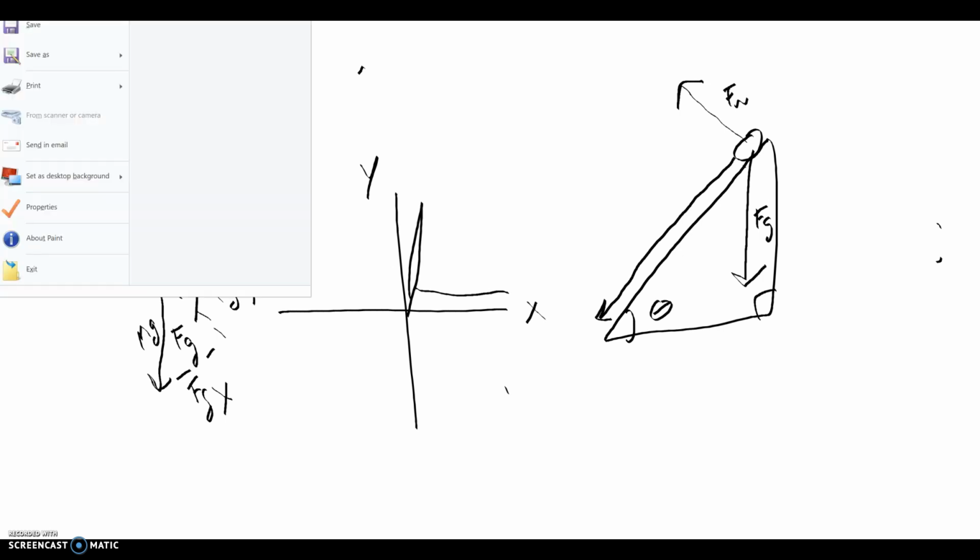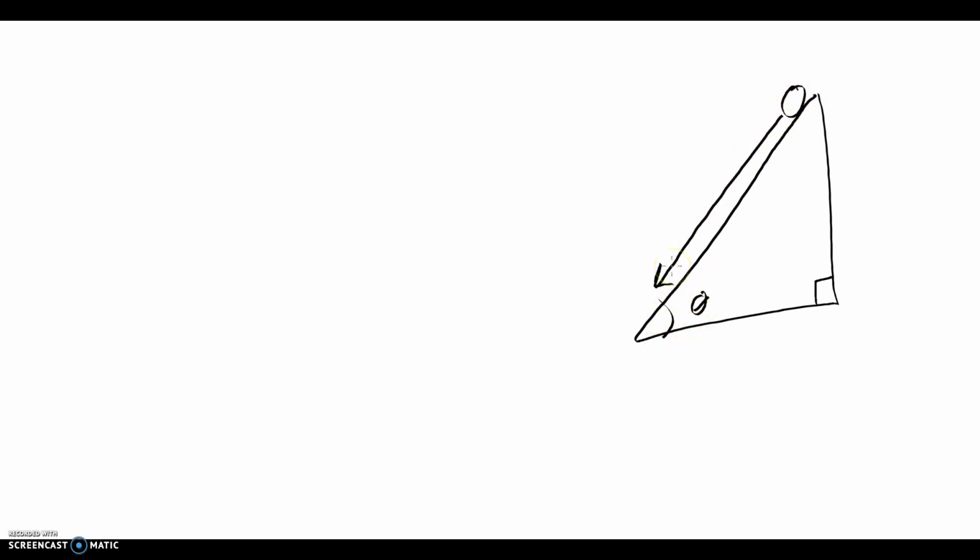Again, I'm just going to open a new page here. So here's our inclined plane again. This is theta, this is the ball, and it's going down. And here's our free body diagram: gravity and normal force. So this is mg, also known as Fg, and this is Fn, and we have this right here, this will be our Fgx, and this is our Fgy. We know that Fgy and Fn are equal, and we also know that this angle right here is theta, and this is a right angle.